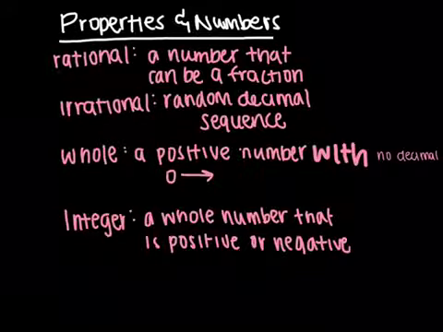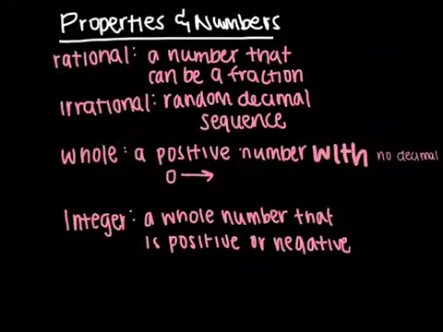The next term we're going to do is a whole number. Now, a whole number has no decimals after it, and it must be positive. So it has to be 0 on. It can't be negative. And lastly, an integer. An integer is a whole number, but this one can be positive or negative. So it has no decimal, but it can be positive or negative when you're looking at it.